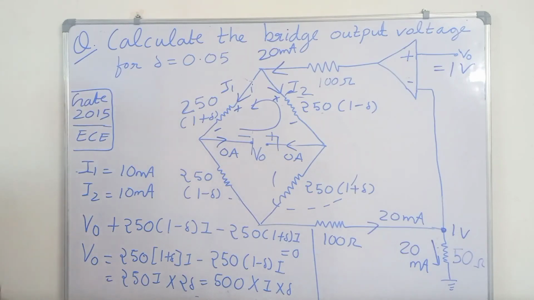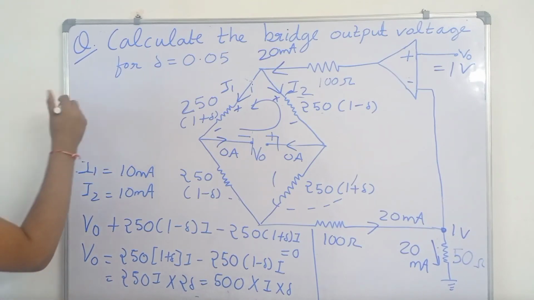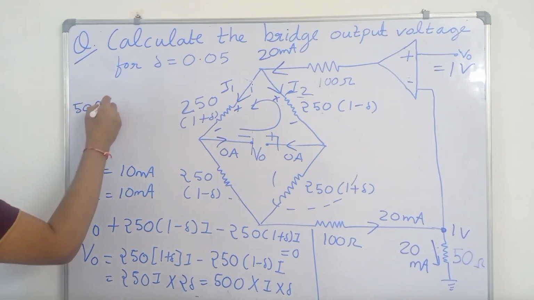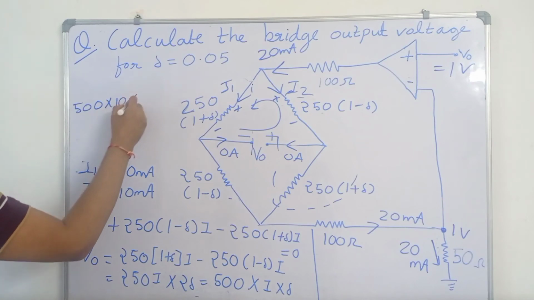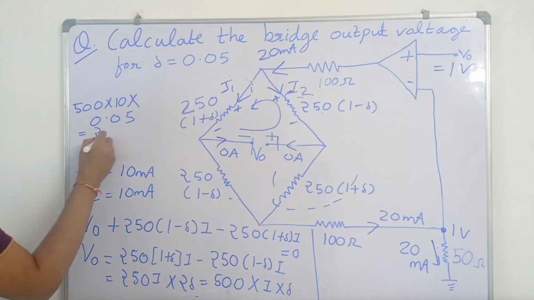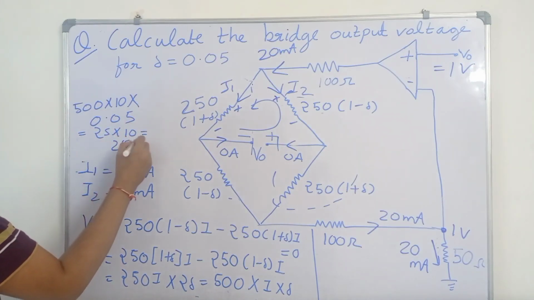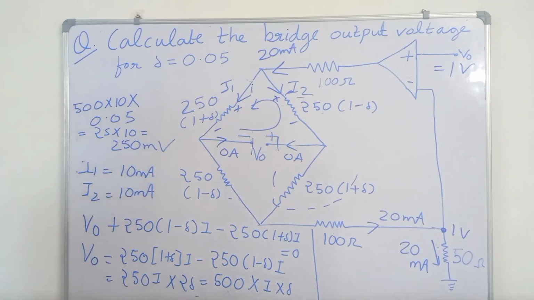So if we solve, 500 into 10 milliampere into delta is 0.05. This will be equal to 25 into 10, which is equal to 250 millivolt. So the value of V naught, that is the output voltage, is equal to 250 millivolt. In this way we can find the answer. V naught is equal to 250 millivolt.